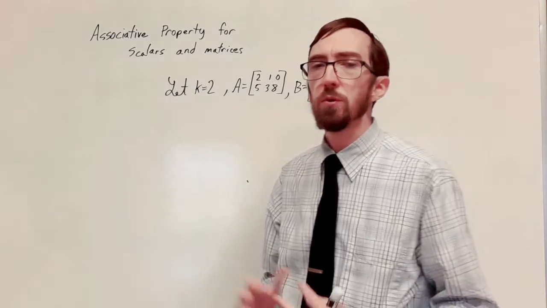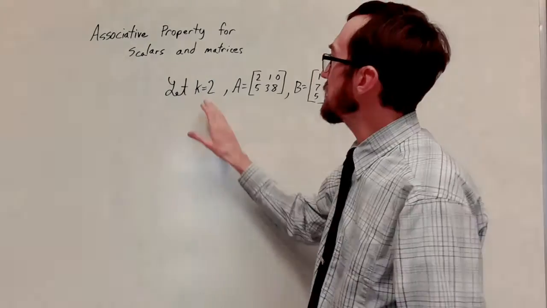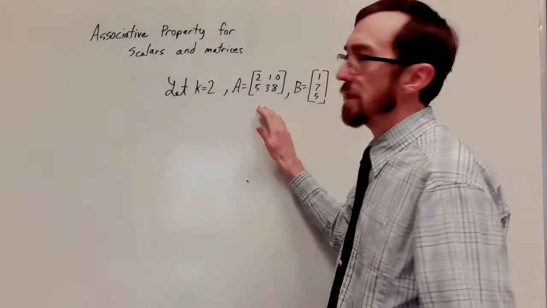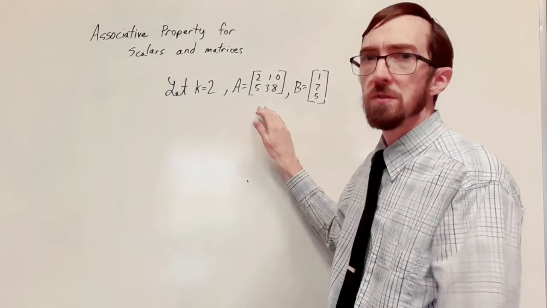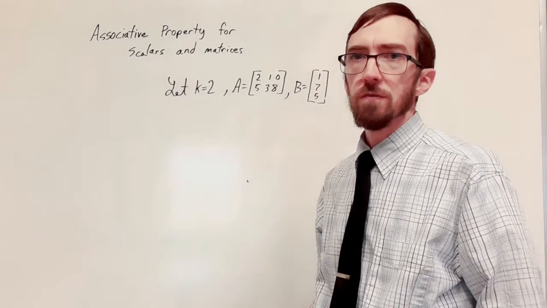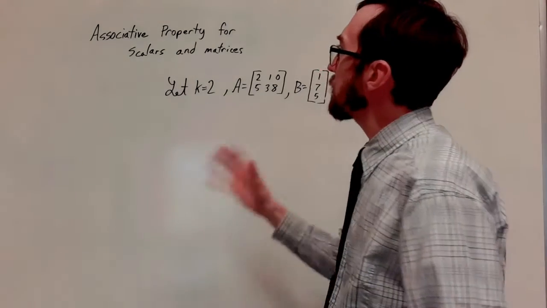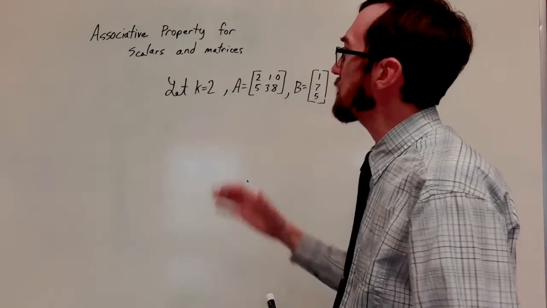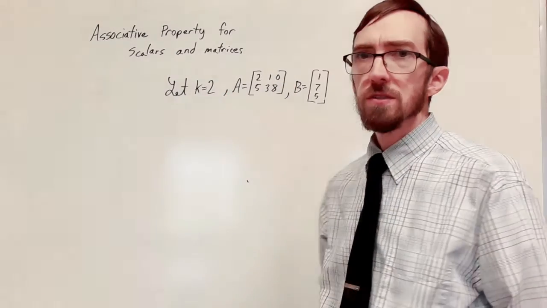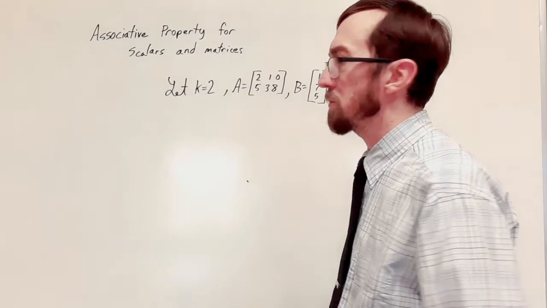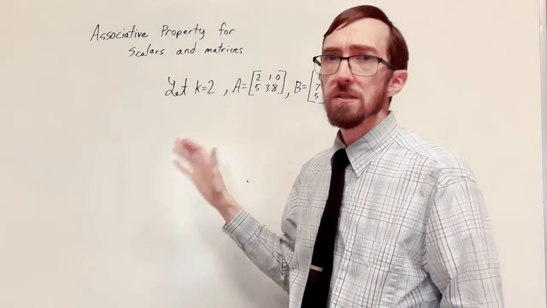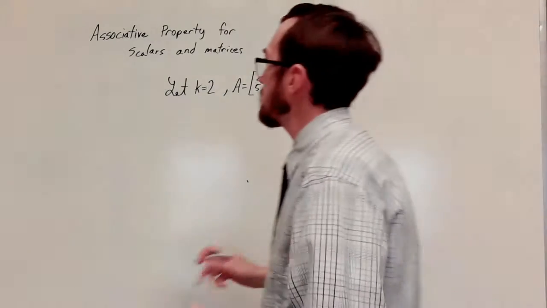If you don't remember or you're unfamiliar, a scalar is just some number, a real number, and a matrix is a two-dimensional array of elements. In this case, both of these are two-dimensional arrays of real numbers. And we want to explore what happens when you try to multiply scalars and matrices. One of the first things that we have to remember is that we have to make sure that our matrix multiplication is defined. So we will look at that.